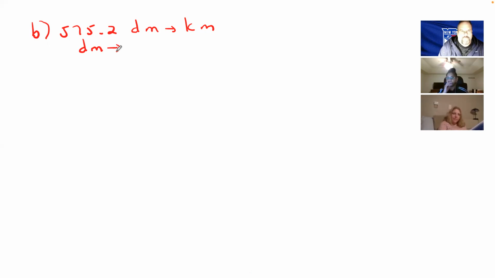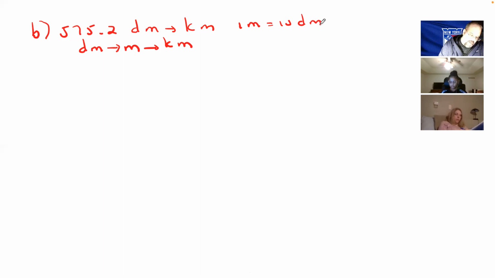No problem. So in my mind, what we'd want to do is decimeters to meters first, and then meters to kilometers. I think for me, based on the fact that I have to remember the equalities, this is probably the simplest way to do it in my particular mind. So the two relationships are that 1 meter is equal to 10 decimeters.